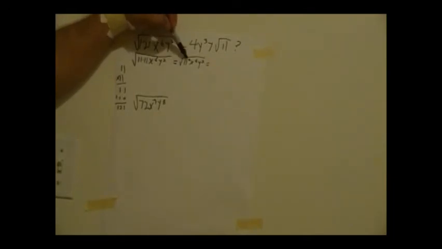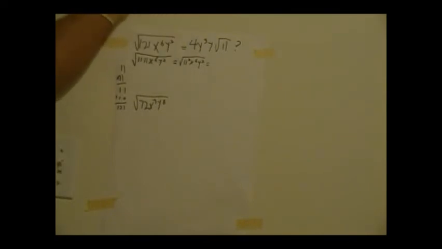Now if you remember the identity of square roots, if we have something squared, the square root is just going to be that number. So the square root of 11 squared is just 11, right?